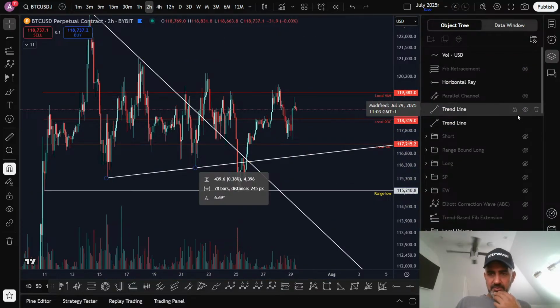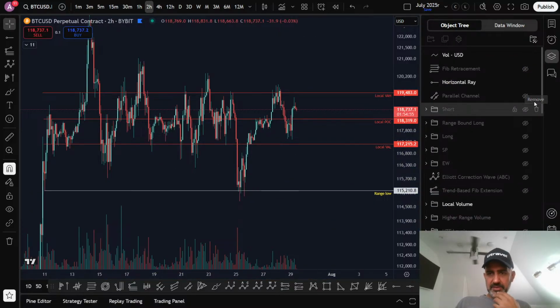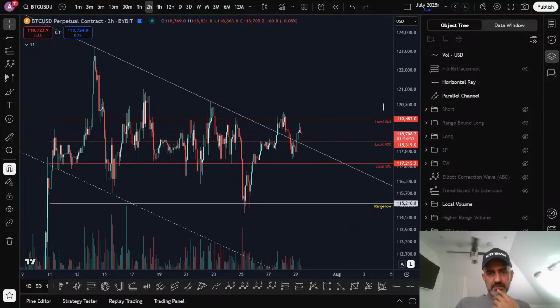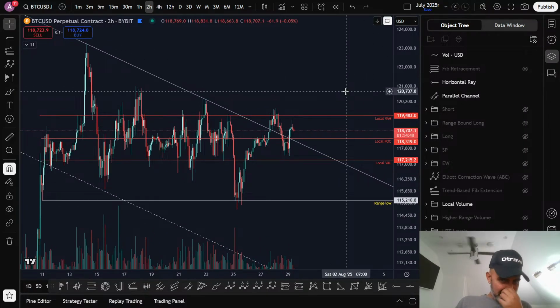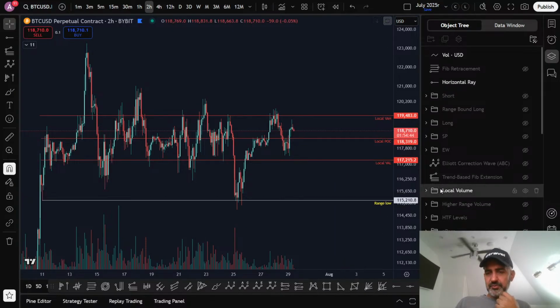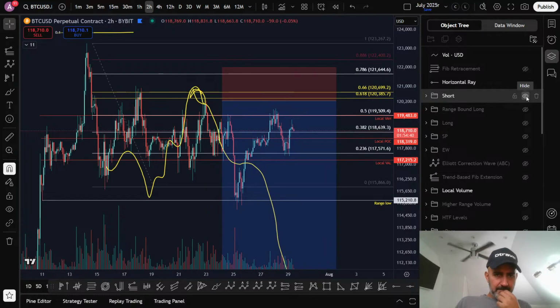So let's get rid of those brush strokes for now. Let's get rid of these trend lines. Let's have a look at that. I guess that's irrelevant now. It might still be relevant, but let's just get rid of it because it hasn't really been respected. We've still got the range low here, which is fine. I think that can disappear now.